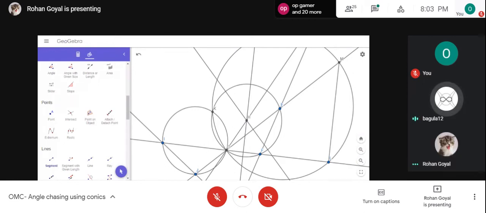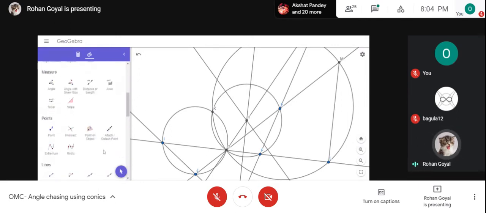K can only be the intersection of the circles I, J, G, and G, F. So K is unique. Okay, let's not spend too much time on this.